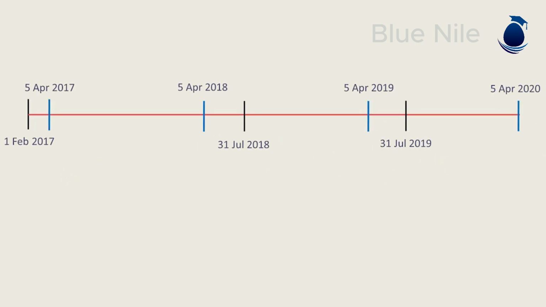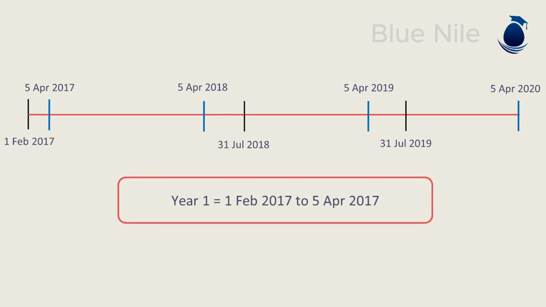Working through our rules, year 1 for Rachel will be the 2016-17 tax year, as the start date of the 1st of February 2017 falls within that year. We said that for year 1 we always take the period between when trade begins and the next 5th of April. So here it is the period from the 1st of February 2017 to the 5th of April 2017.